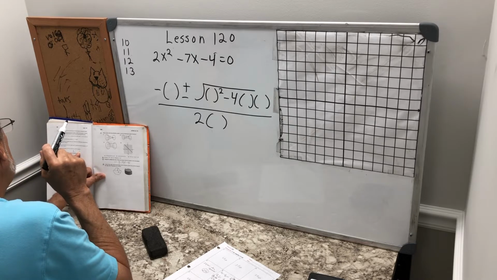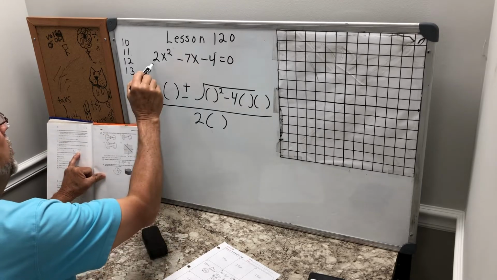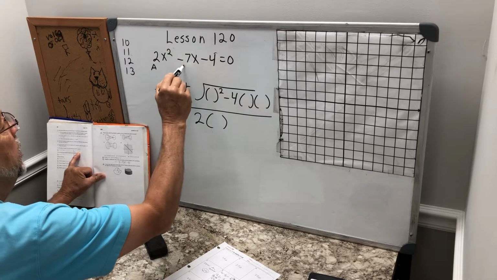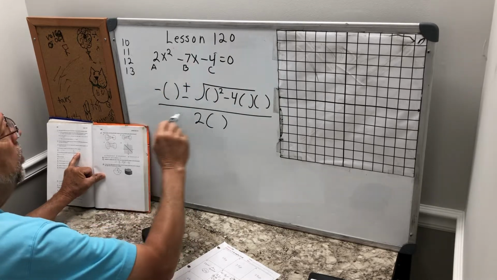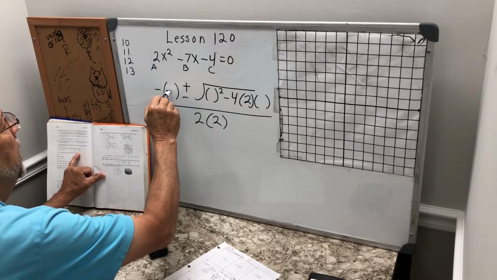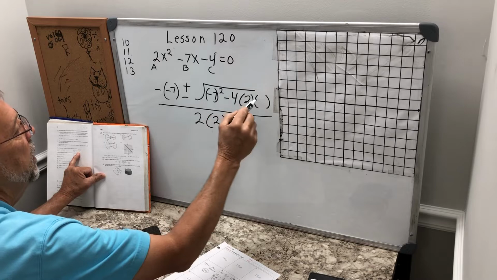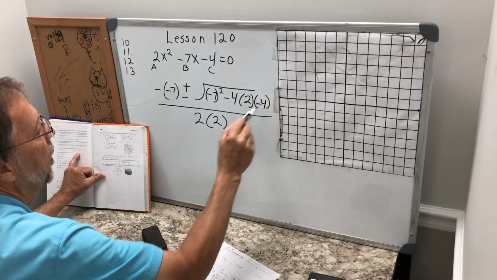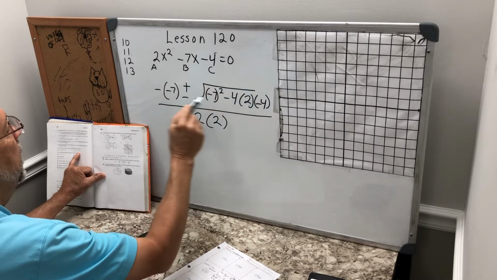2x squared negative 7x negative 4, okay? And then remember, this is my A, this is the B, and this is a C. So I'll put 2 where the A's are at, and B is a -7 and a -7, and C is a -4. Makes sense? Do my math now.